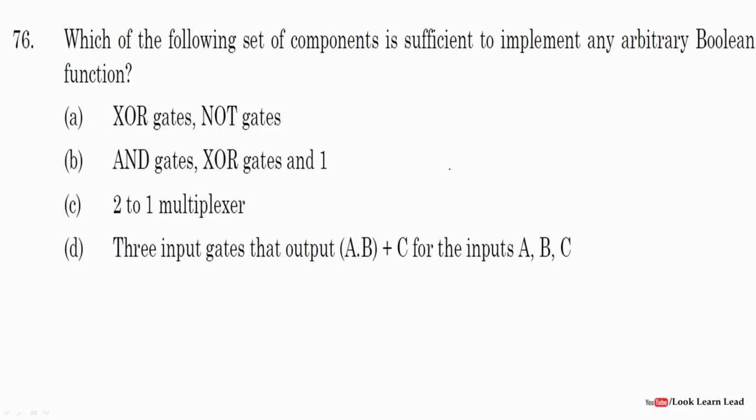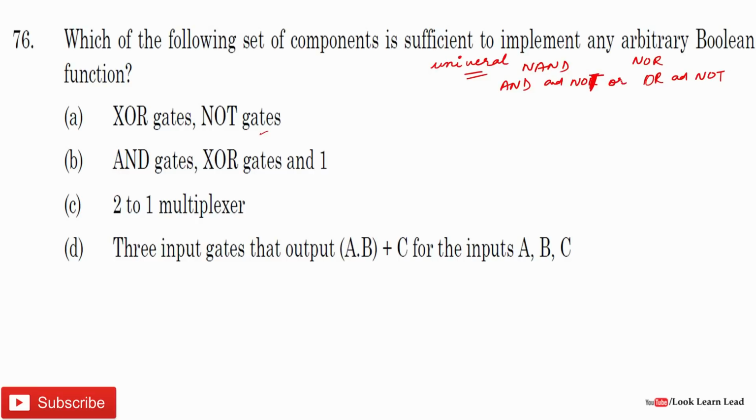Okay, next question. Which of the following set of components is sufficient to implement an arbitrary Boolean function? Before going through this, we need to know about the universal gates. What are the universal gates? NAND and NOR. Universal gates are the gates which are sufficient to implement any function. So NAND is made up of AND and NOT, and NOR is made up of OR and NOT. So if we can simplify these gates into AND and NOT, or OR and NOT, that means these would be capable of doing so.